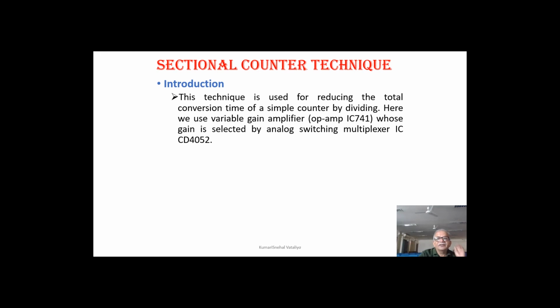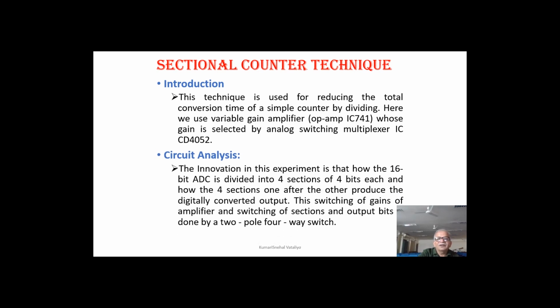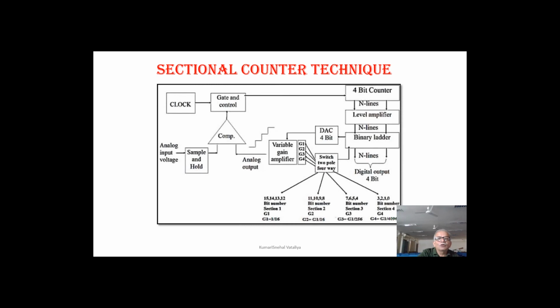There is yet another technique called the sectional counter technique. This technique is used for reducing the total conversion time of a simple counter by dividing. Here we use a variable gain amplifier, op-amp 741, whose gain is selected by the analog switching multiplexer IC 4052. Circuit analysis: the innovation in this experiment is how the 16-bit ADC is divided into 4 sections of 4 bits each, and how the 4 sections one after the other produce the digitally converted output. This switching of gains of the amplifier and switching of sections of the output bits is done by a 2-pole 4-way switch. So let us try to see the schematic diagram of this sectional counter technique.